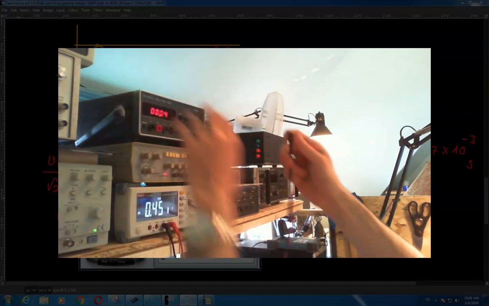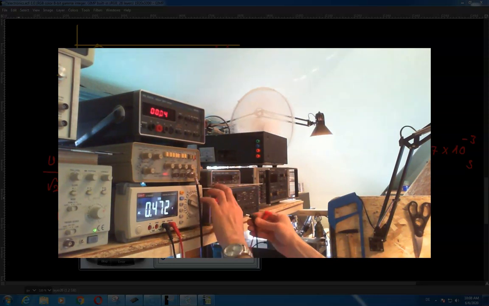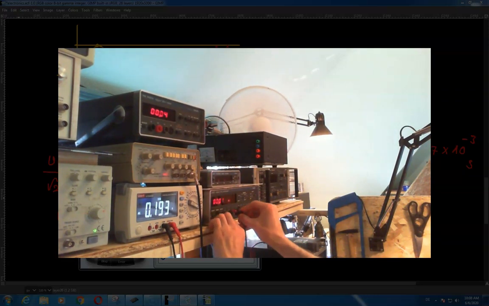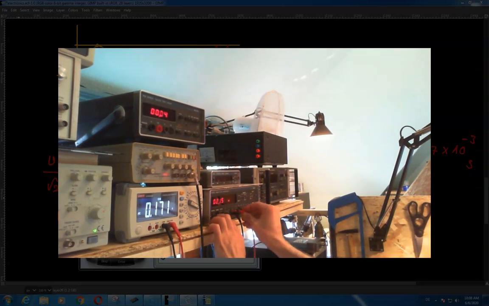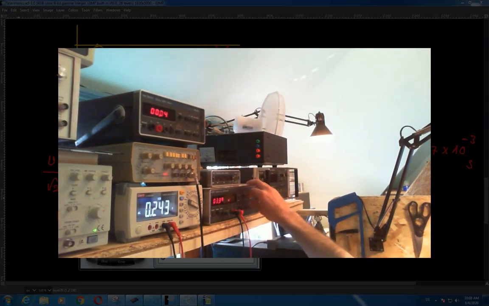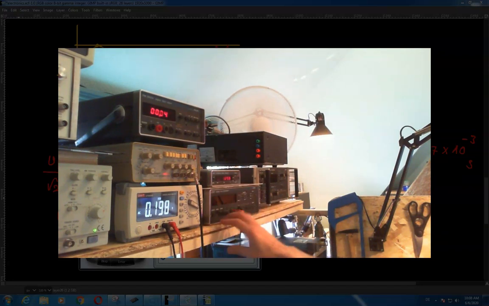So what happens is that now I connect this back to this meter, and I have 3.4 volts there. Of course, it seems that there is something wrong with this meter.